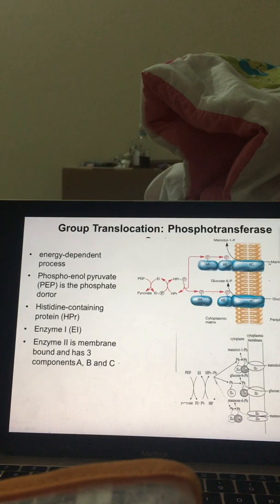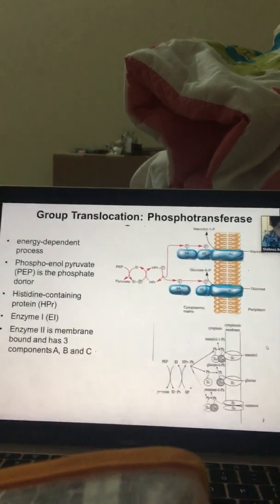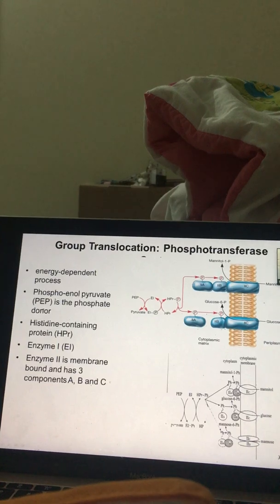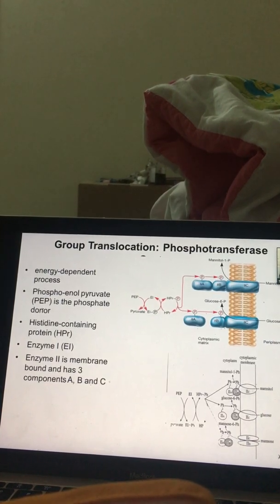Mannitol is, of course, a sugar alcohol, and that also, when it is brought in, will be phosphorylated. Here is another model from another book where you can see mannose being brought in, and you can see that not only are there A, B, and C components of this transport system, but there is a D component in the mannose. So they differ a little, but the whole idea is that when the sugar is coming in, at that time, it gets phosphorylated.